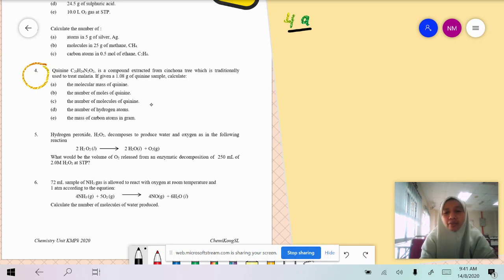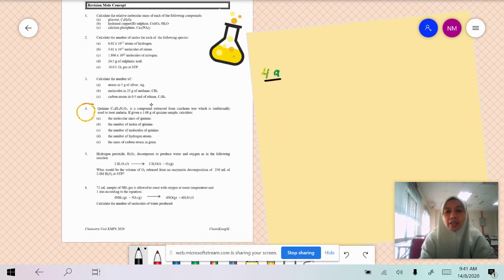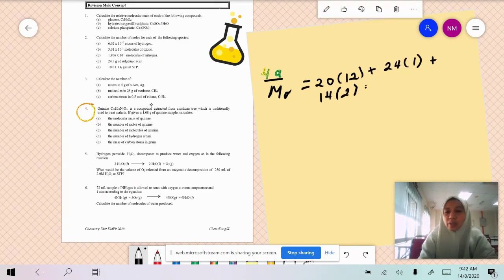Okay, 4A, we have molecular mass. I've calculated the molecular mass, so you total up. MR is just 20 times 12 and so on, plus 24 times 1, plus 14 times 2, and lastly we have 16 times 2.